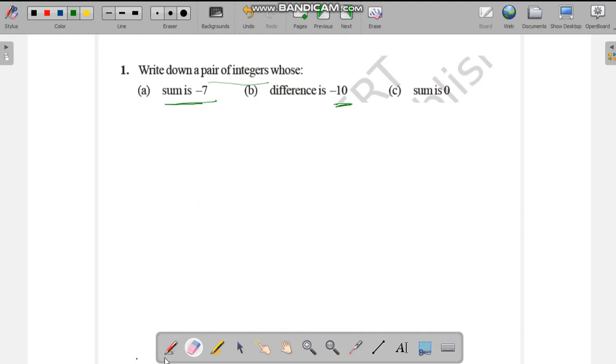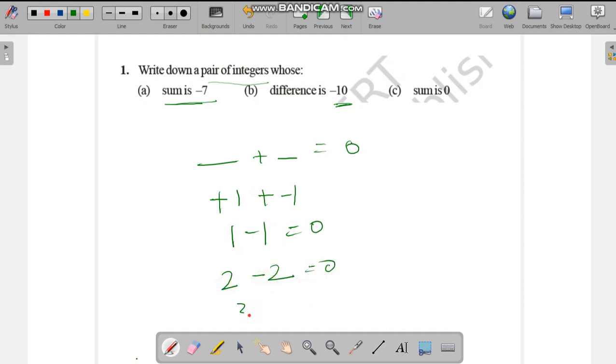Sum is 0. What they have asked is we need to add two numbers to get the answer as 0. So it is very simple. +1 plus -1. That means 1 minus 1 is also 0. 2 minus 2 is also 0. 3 minus 3 is also 0. So this is the answer for this sum.